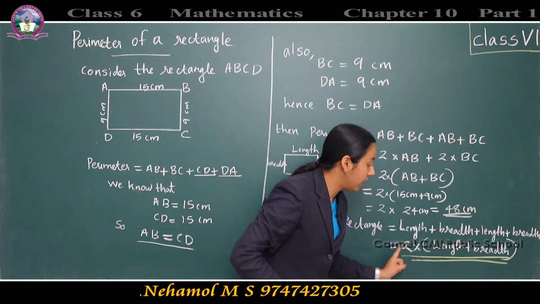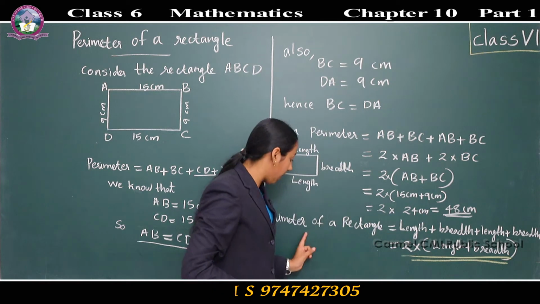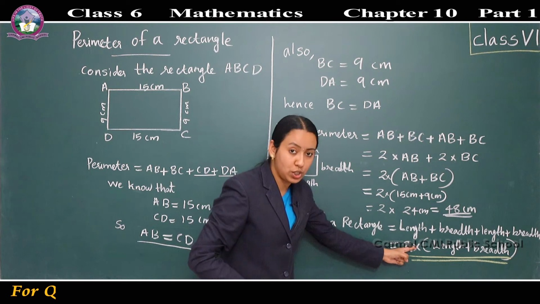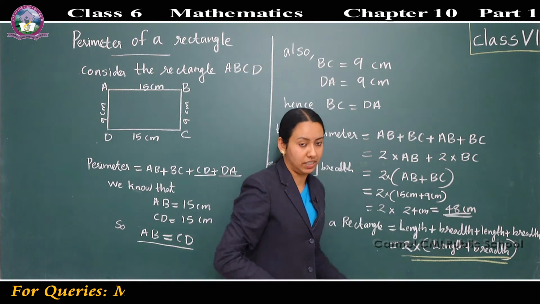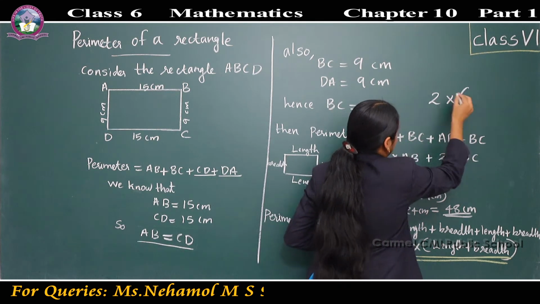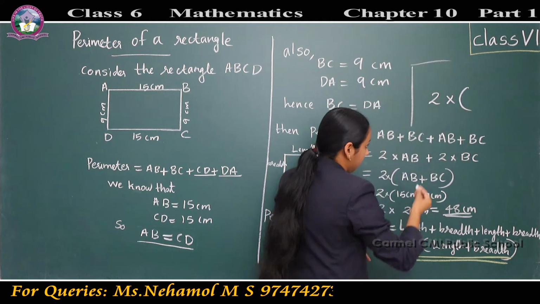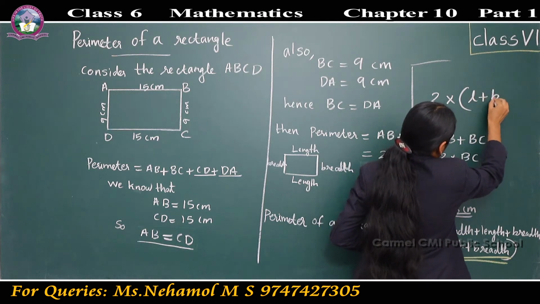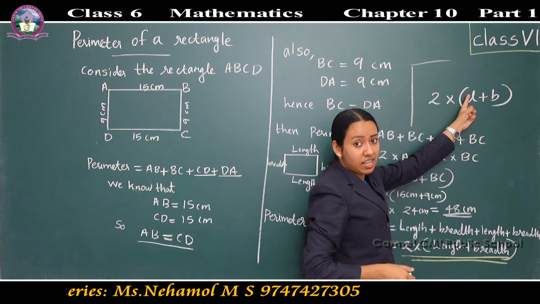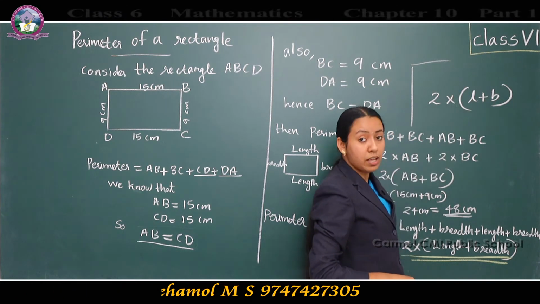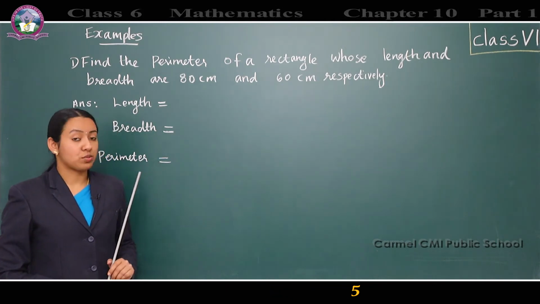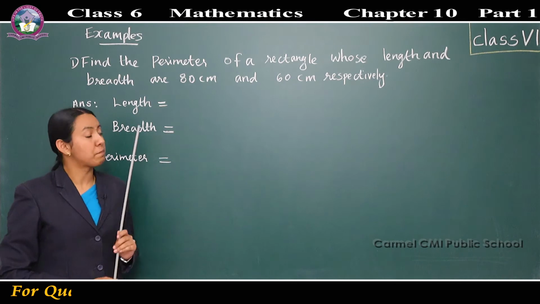So this is the formula to find the perimeter of a rectangle. What is the formula? 2 into length plus breadth. In short, we can write it as 2 into (L plus B), where L is the length and B is the breadth. Now we can solve some problems using the formula of perimeter.